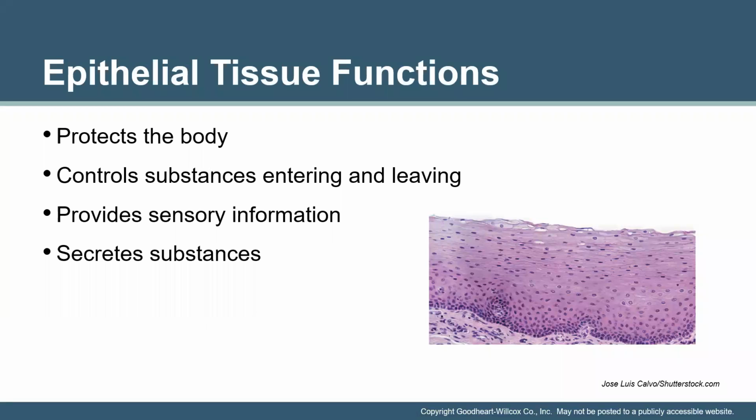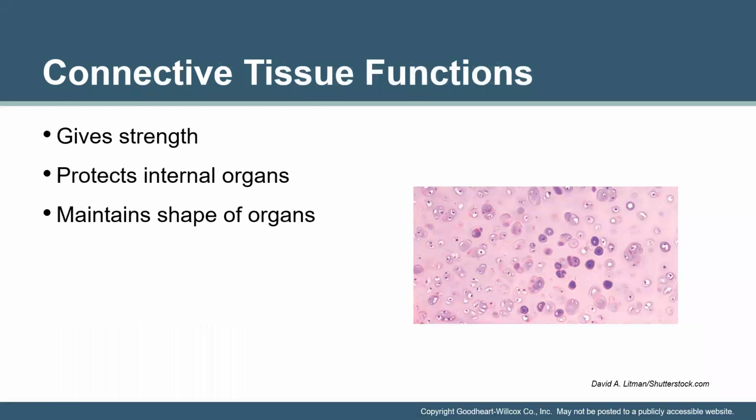Epithelial tissue functions to protect the body, control substances that enter and leave the body, and it may provide sensory information as well as secrete things. In the connective tissue category, its primary role is to give strength, protect organs, and maintain organ shape.